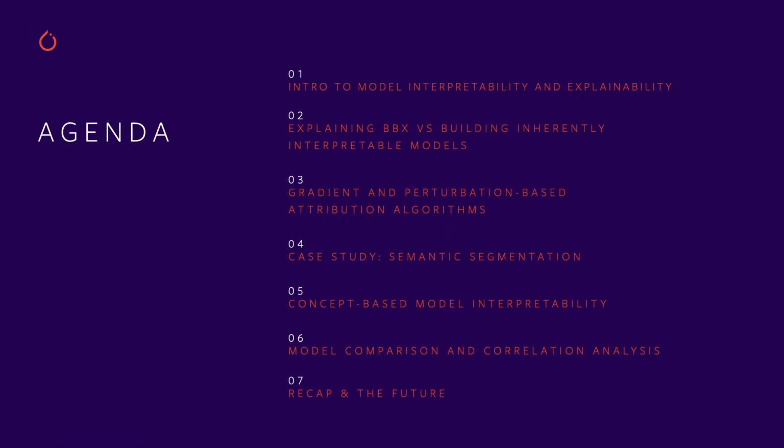I'll start the lecture with a brief introduction of model interpretability, explainability, and the desiderata of interpretability. Then we will talk about the differences between explaining black box models and building inherently interpretable models, followed by an introduction of gradient and perturbation-based explanation techniques and their practical applications for image classification and segmentation.